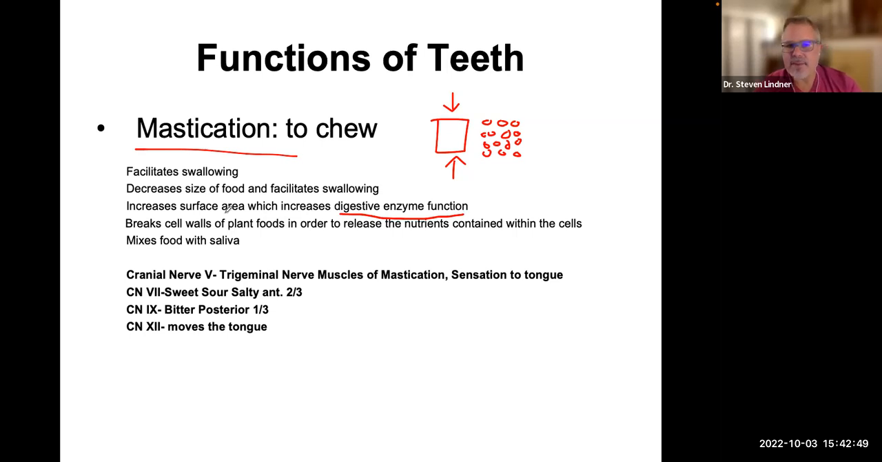It's breaking down the cell walls of the plant in order to release the nutrients contained within the cells. Some of them are pretty strong, like you could chew garlic, and by chewing raw garlic, it releases allicin from the garlic, and allicin is antiviral, antiparasitic, antibacterial, very, very strong stuff.